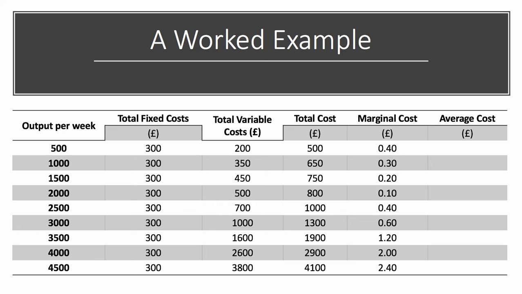You can see here that the total cost only rises from 750 to 800. So it's gone up by 50. So that's only 10p per extra loaf. Thereafter, notice in column 5 here that marginal cost starts to go up.